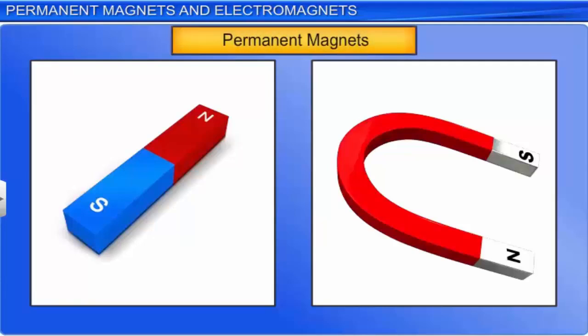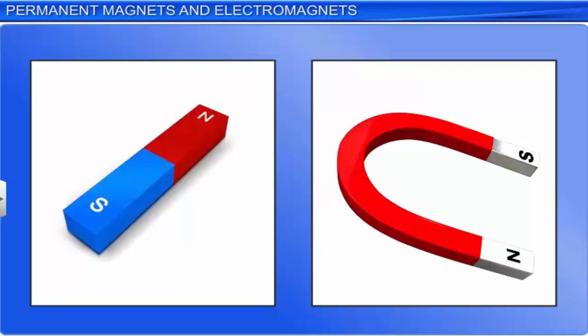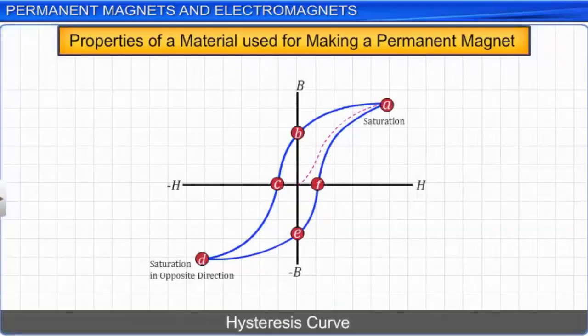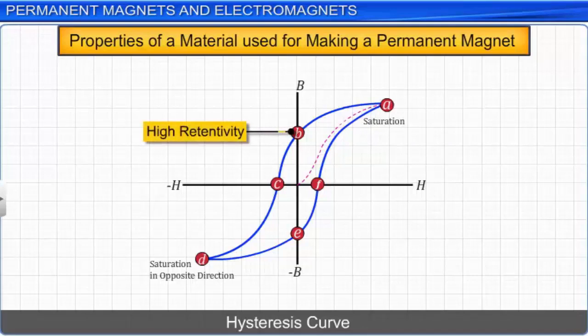Let's begin with permanent magnets. Permanent magnets are substances that can retain its ferromagnetic property for a long period of time at room temperature. Let's discuss the properties of a material used for making a permanent magnet. We cannot make permanent magnets from all types of materials. The hysteresis curve helps us to select a suitable material for it. The material should have high retentivity in order to retain its magnetization for a long period of time and increase the strength of the magnet.